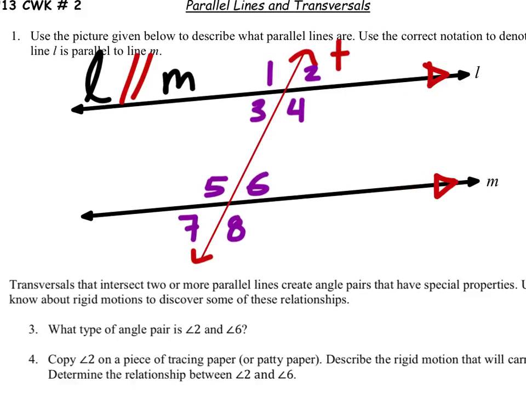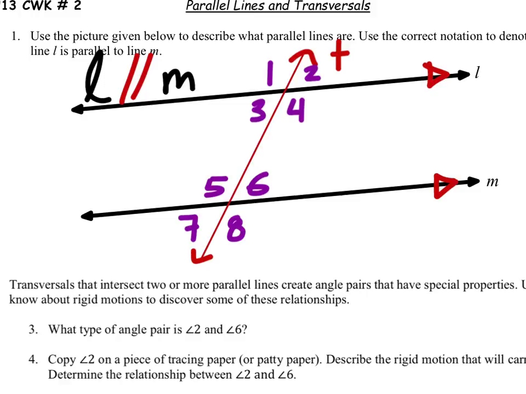Alright, transversals that intersect two or more parallel lines create angle pairs that have special properties, which we will see. Use what you know about rigid motions, which are transformations, right, to discover some of these relationships. Rigid motions are rotations, reflections, and translations. And if we remember correctly, not that anyone usually does, those maintain congruency, which we will see.